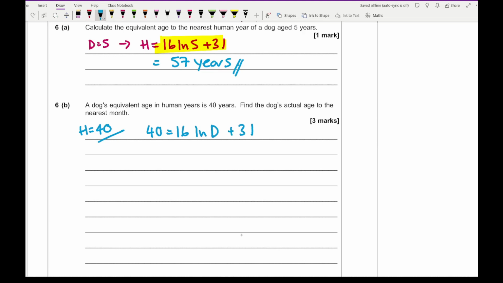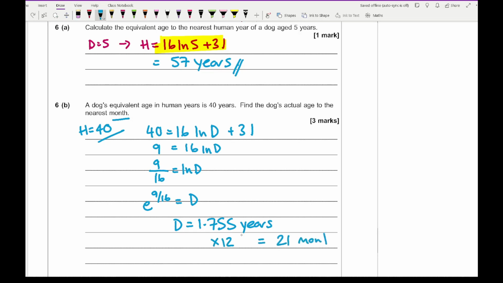So here we get 9 equals 16 ln d, 9 over 16 equals ln d. Then if I take e to the power of both sides, I get e to the 9 over 16 equals d, and then typing that into my calculator, I get d equals 1.755, but that's in years, and the question wants it to the nearest month. So if I multiply that by 12, I get 21 months, or 1 year and 9 months.